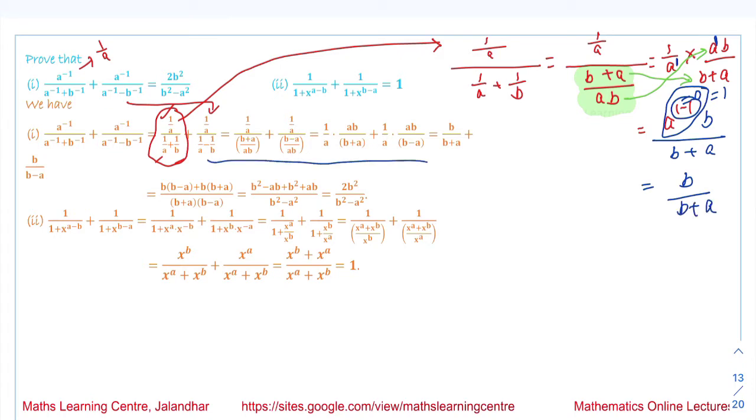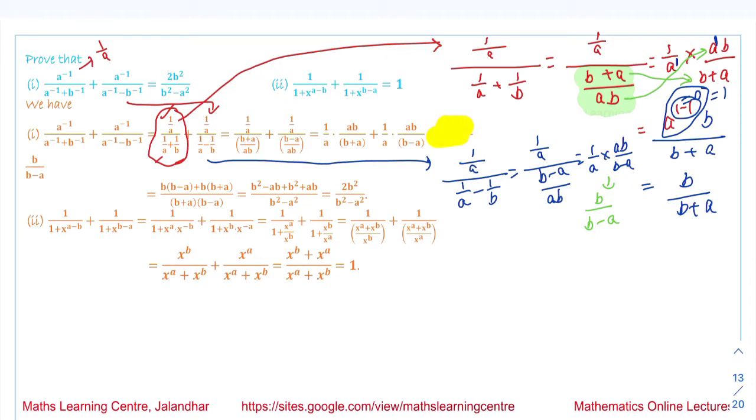Similarly, in the second part, we are having 1 by a over 1 by a minus 1 by b. So that is 1 by a over b minus a over ab, and this is equal to 1 by a into ab over b minus a. So this value is equal to b over b minus a. This is what we are left with over here. So this is written over here, b over b plus a and b over b minus a.